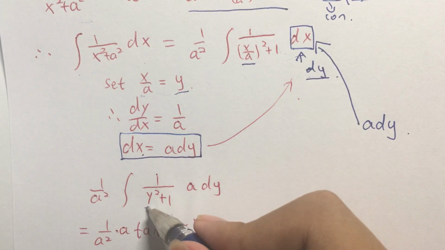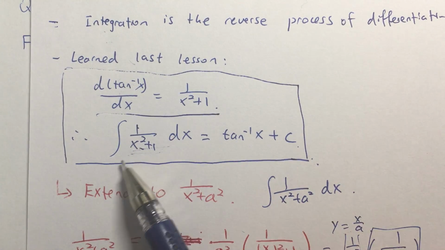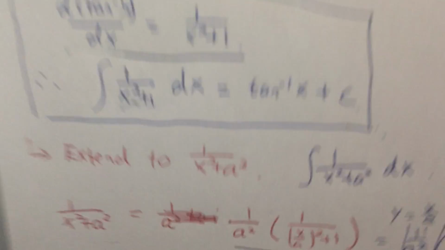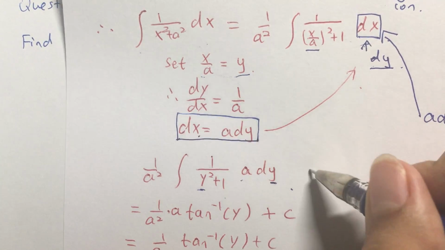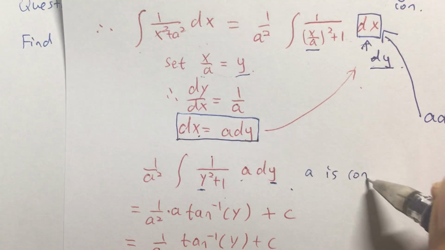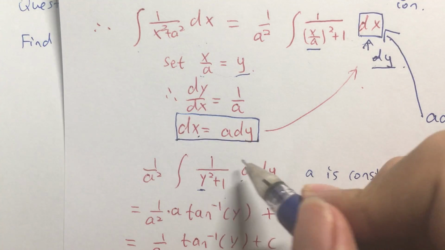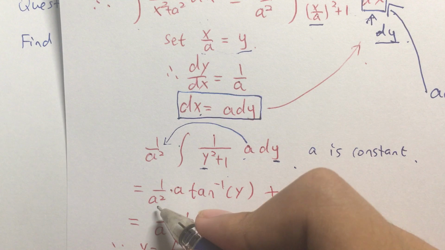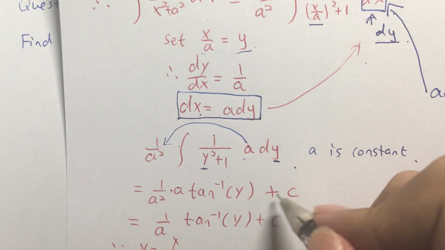And now here is y, and here is y, so we can do our integration now. And what is our integration? Our integration is equal to inverse tangent y plus c. And we know that here the a is a constant. What does this mean? This means that we can bring this a out. So we can have 1 over a squared times a times inverse tangent y plus c.